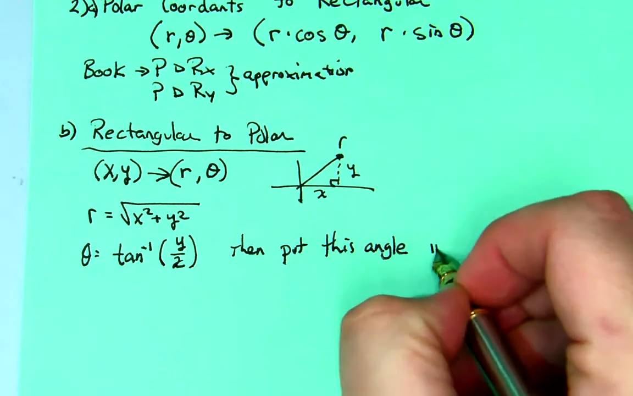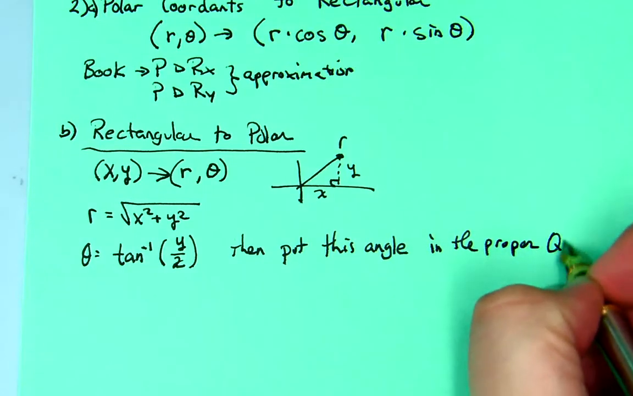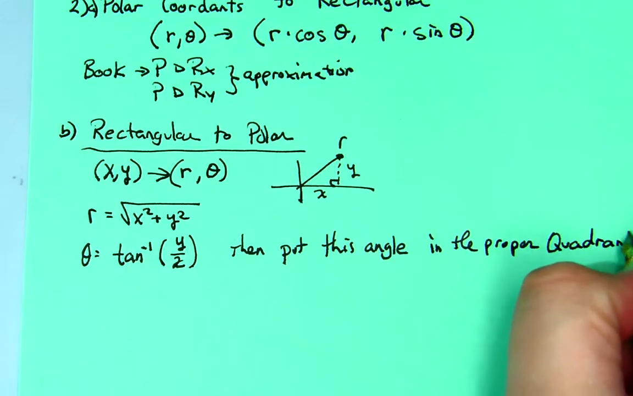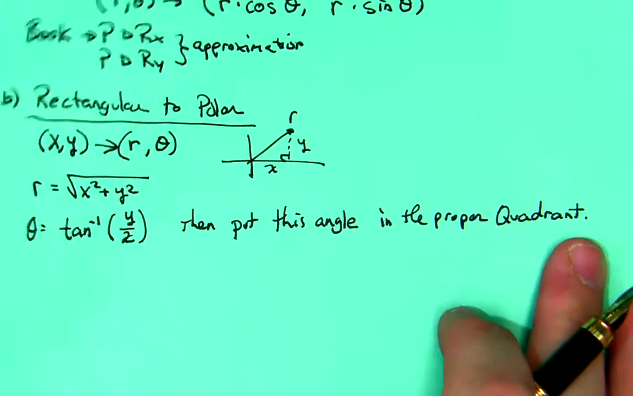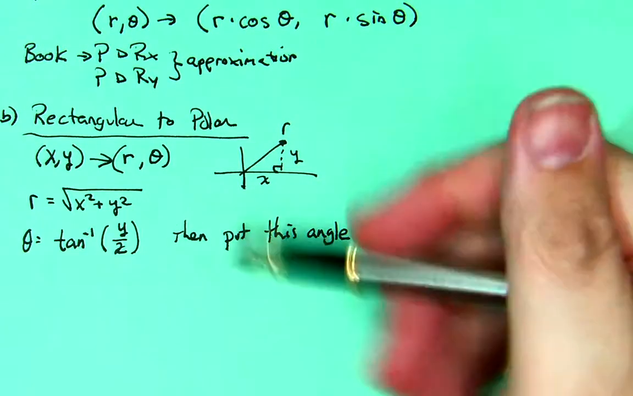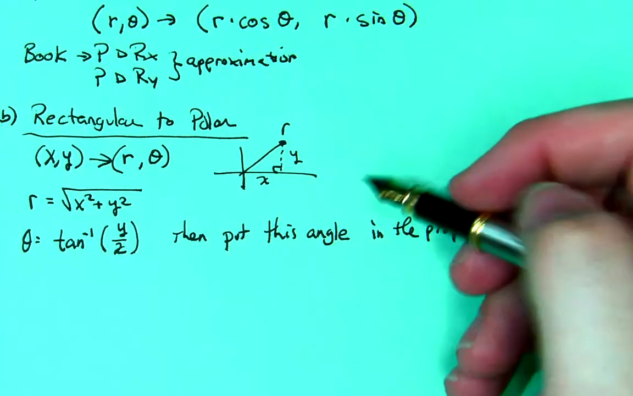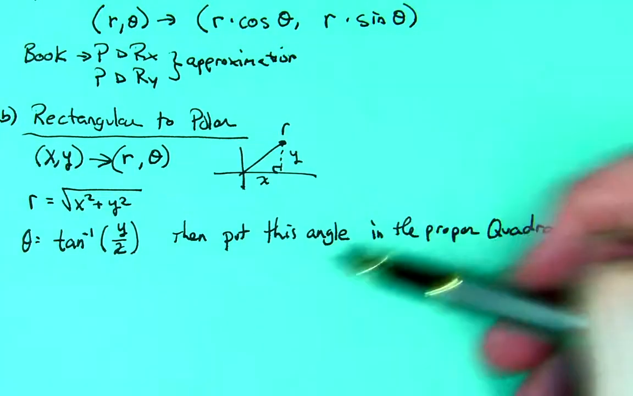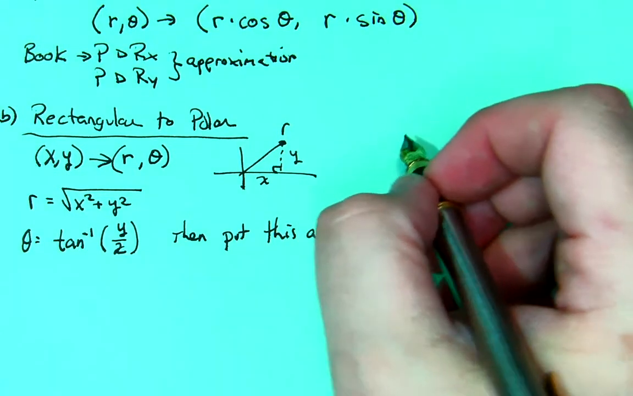Then put this angle in the proper quadrant. Always pay attention to where your X and your Y are as well. So once you know what quadrant you're in, once you know your theta, you're going to be able to put the angle in as you need, as you see fit.